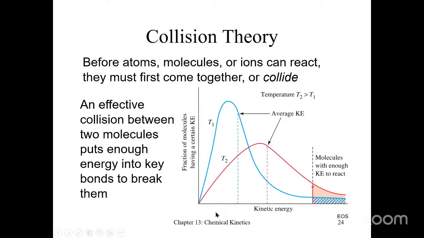Now, this graph to the right of the screen shows you a plot of the fraction of molecules with a certain kinetic energy versus kinetic energy, right? And this line here represents the plot when the temperature is higher compared to this plot when the temperature is lower. So T1 is less than T2, or T2 is greater than T1, right? Now, this shaded part here for T2 basically represents the number of molecules which have this amount of energy. So let's say this here is the activation energy.